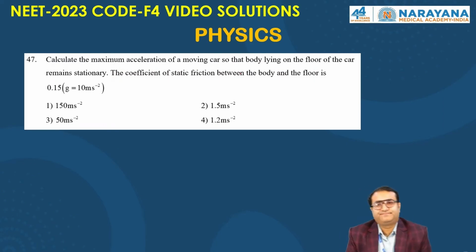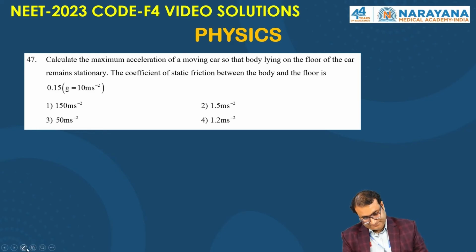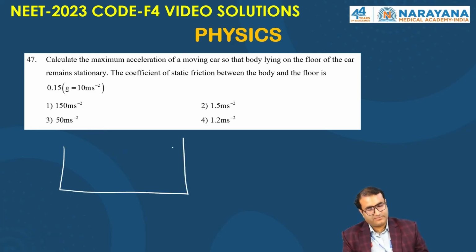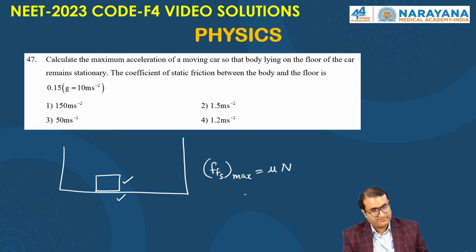Here comes question number 47. Calculate the maximum acceleration of a moving car so that the body lying on the floor remains stationary. Coefficient of static frictional force between the body and the floor is given as 0.15. Here there's a moving car, suppose there's an object. So there is static friction acting between this body and this surface. And maximum static friction that can act is mu into N, 0.15 into mg. And this is the only static frictional force that is providing acceleration to the mass.